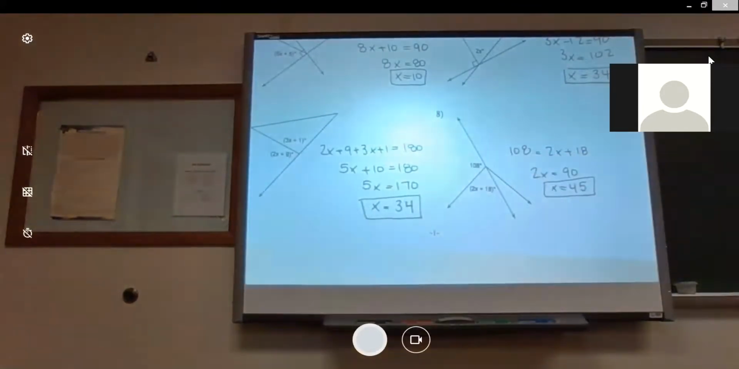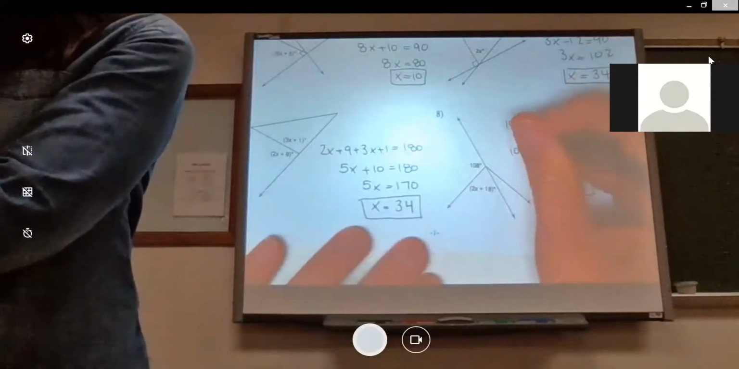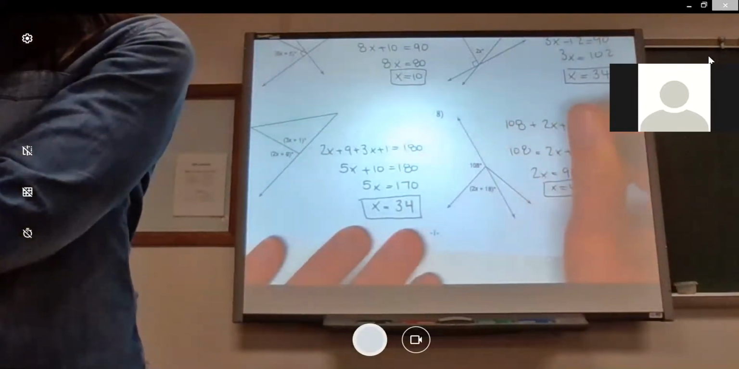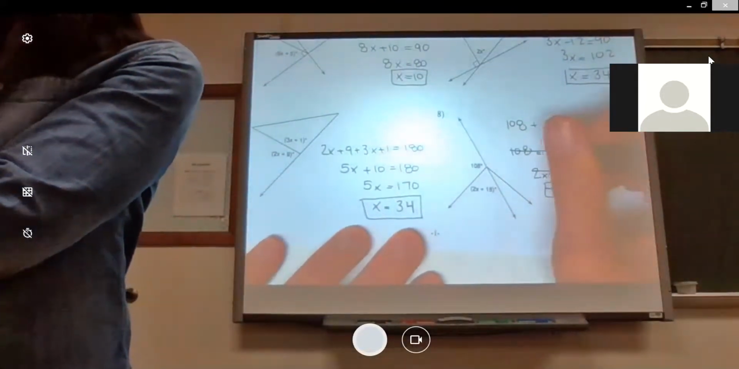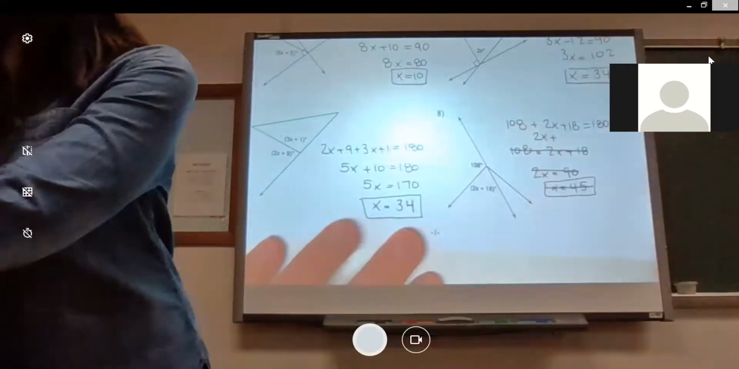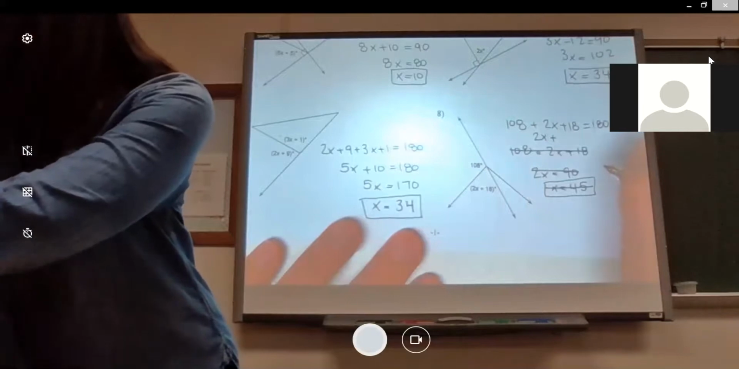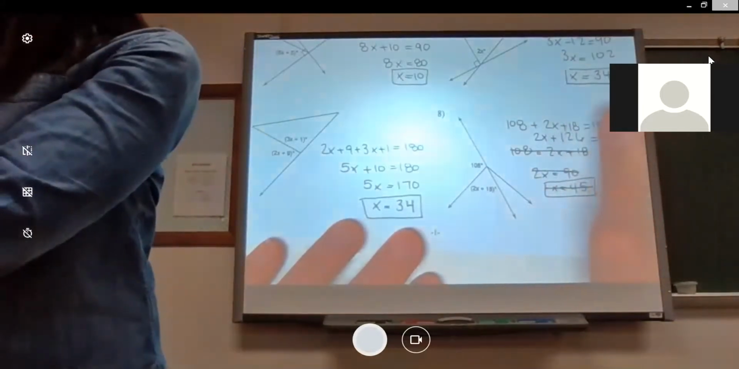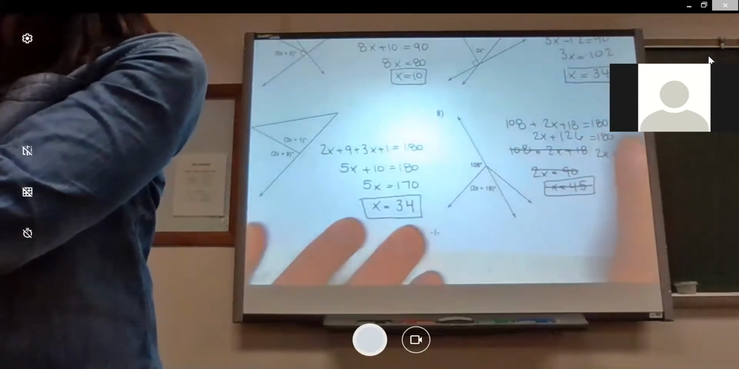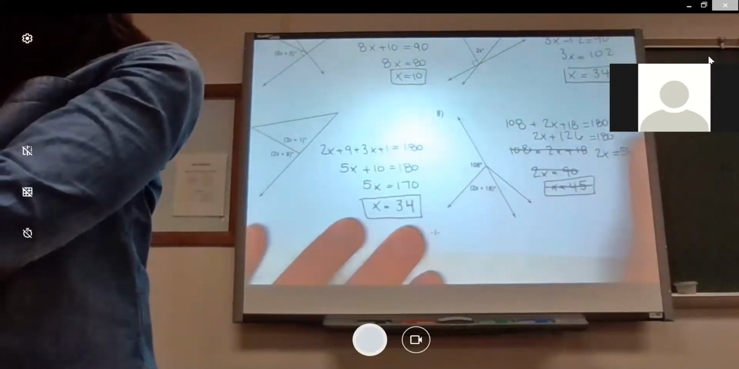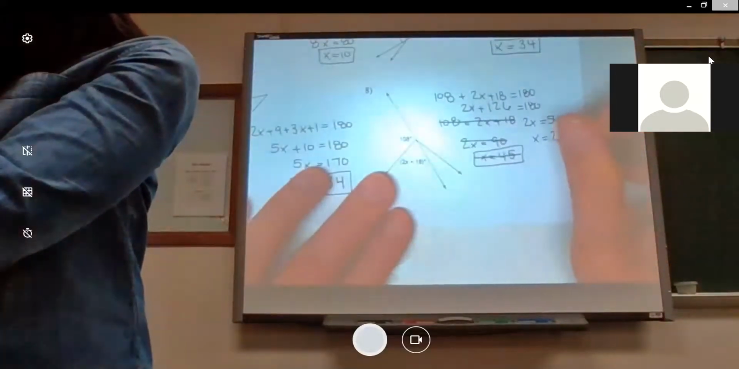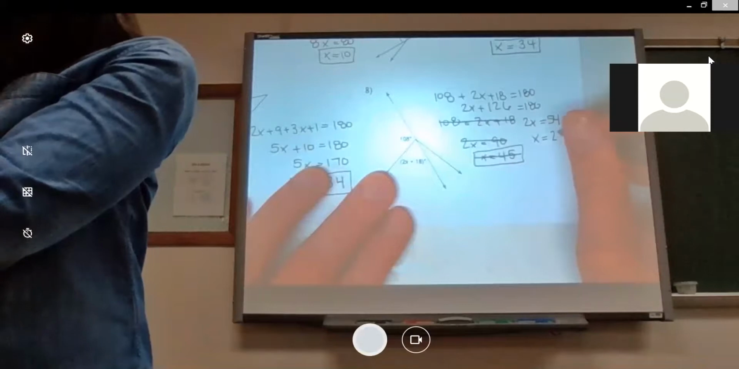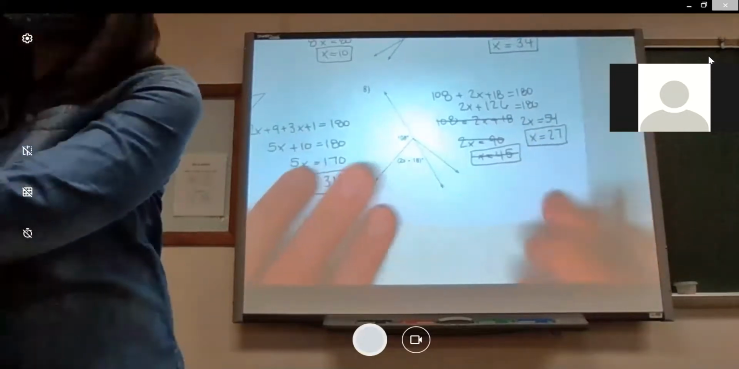So, oh, hey, I did it wrong. Hey, look at that. So I got 108 plus 2x plus 18. I was in the zone, just filling things in. Okay, so then you get 2x plus 126 equals 180, and 2x equals 54, and x equals 27. 27. Yeah, okay. Sorry about that one.